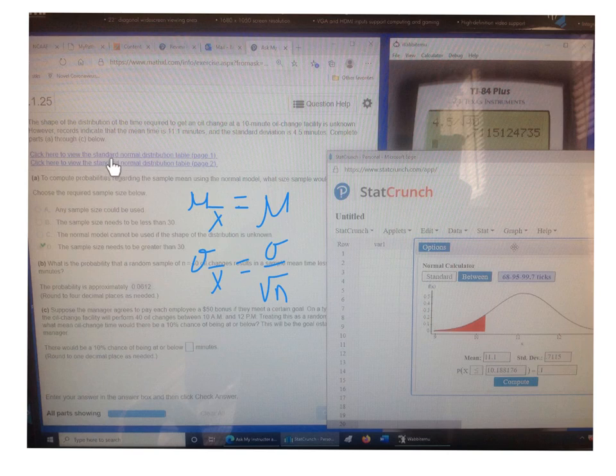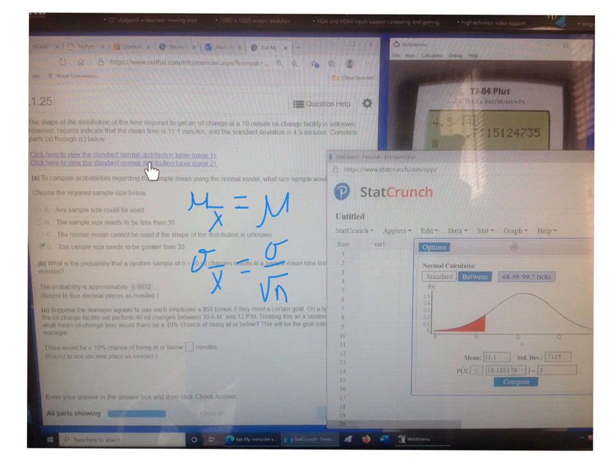I saw your question here from Chapter 8, Section 1. I think we worked through the earlier parts, at least this one, Part B. Now you're asking Part C. Part C is just a reverse of Part B, which is quite common in math. But the shape of distribution required to get an oil change is unknown. However, records indicate the mean is 11.1 and the standard deviation is 4.5.